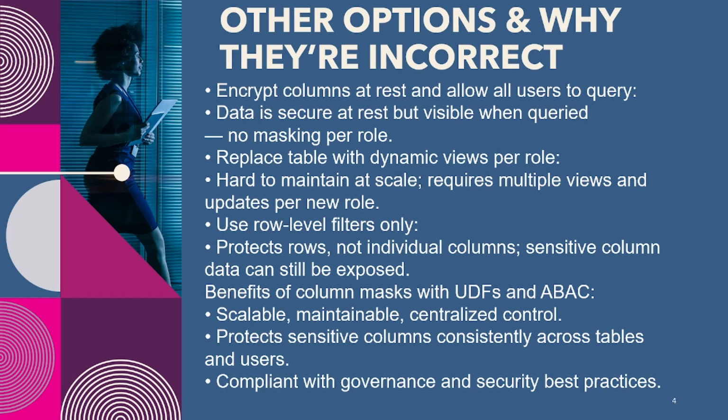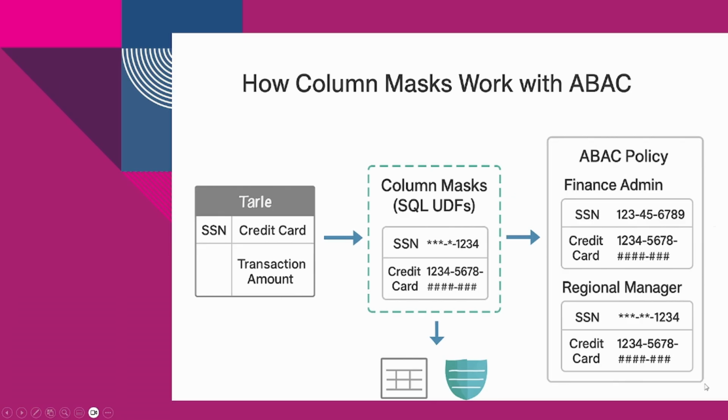So, in short, by combining column masks via UDFs with ABAC policies, you get something that's scalable, maintainable, and centralized. It protects sensitive columns consistently, keeps things compliant with governance standards, and avoids a mess of duplicate tables or complicated filters. All right, to wrap this up, column-level security in Databricks isn't just a nice-to-have. It's essential if you're handling financial or personally identifiable data. Using UDF-based column masks with ABAC policies gives you the best of both worlds: secure, role-based access without making your data architecture a nightmare.